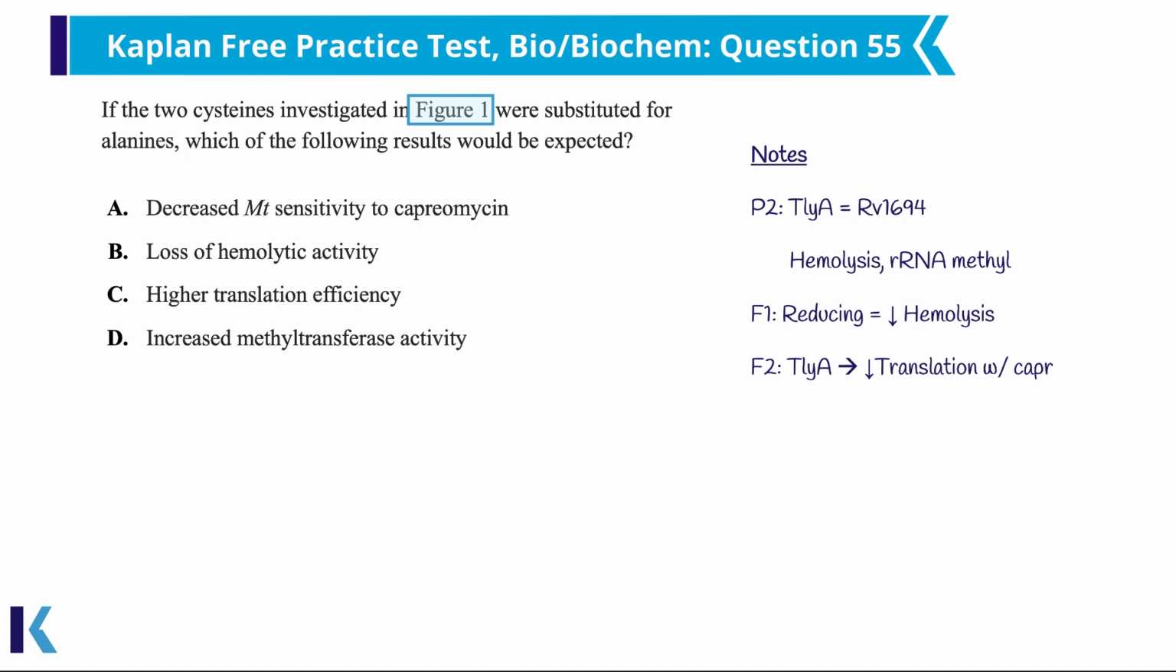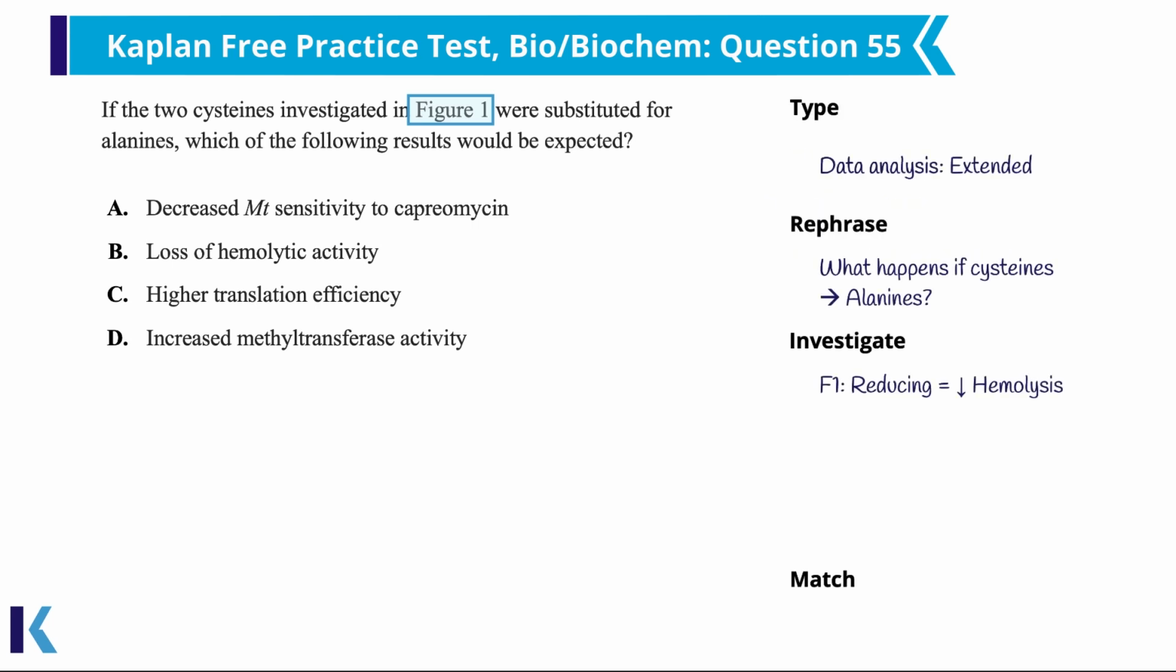Heading to my notes on figure 1, I see that I wrote reducing conditions decrease hemolysis. When I was going through this figure, I thought about how reducing conditions break disulfide bonds. Similarly, changing cysteines to alanines would lead to a lack of disulfide bonds, which I would predict would mean a decrease in hemolysis. This prediction perfectly matches choice B.